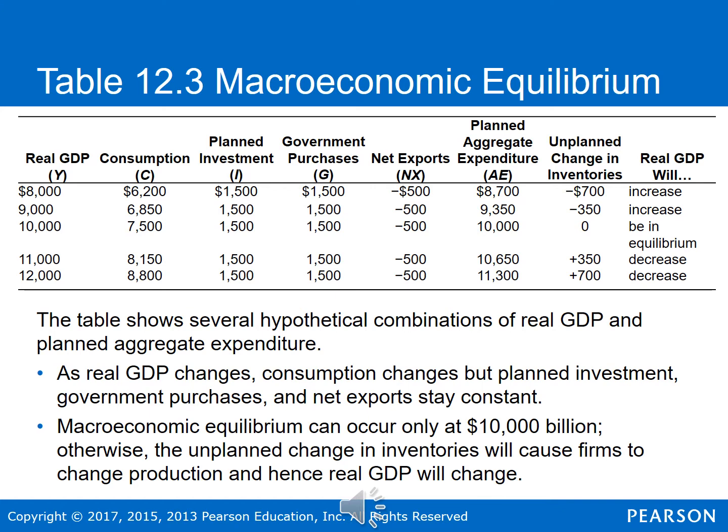So only when real GDP equals $10,000 billion in this example will the economy be in macroeconomic equilibrium. At any other level of real GDP, whether above or below the equilibrium, the planned aggregate expenditures will be higher or lower than GDP, so the economy will be expanding or contracting.